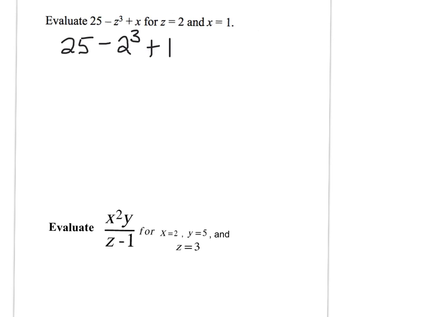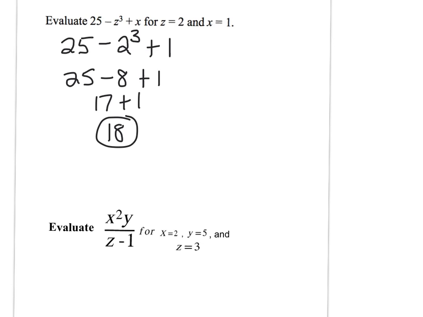And now we just treat this like an order of operations problem. And this one we're going to need to do the exponents first. So that's going to be 25 minus 8 plus 1. We'll use our left to right rule for addition and subtraction. Do the subtraction first here. So that's going to be 17 plus 1. So for z equals 2 and x equals 1, the expression above equals 18.